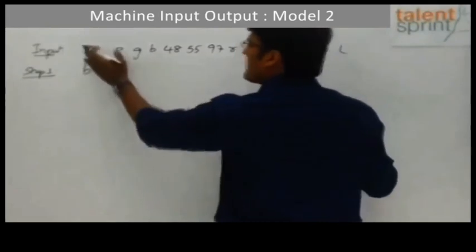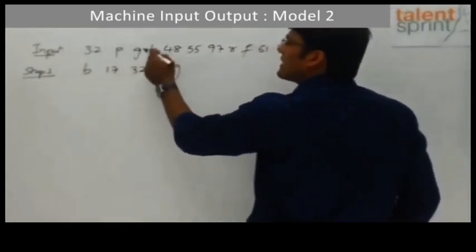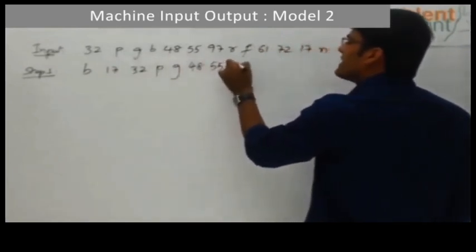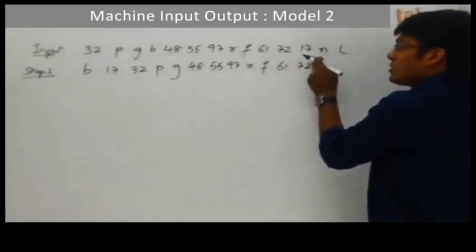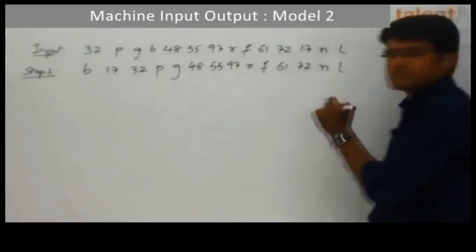Except B and 17, just write everything as it is. So I'll get 32 PG. I'll skip B. Then 48, 55, 97 R, F, 61, 72. Don't copy 17, right? 17 has already gone there. N and L. Then step 2.